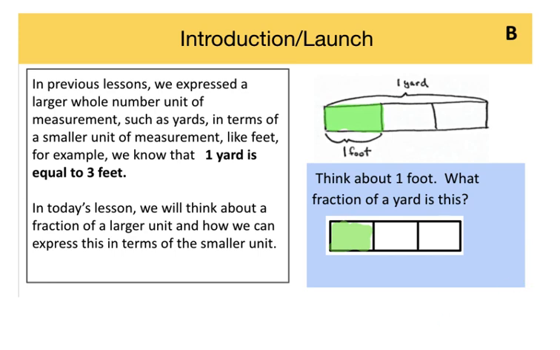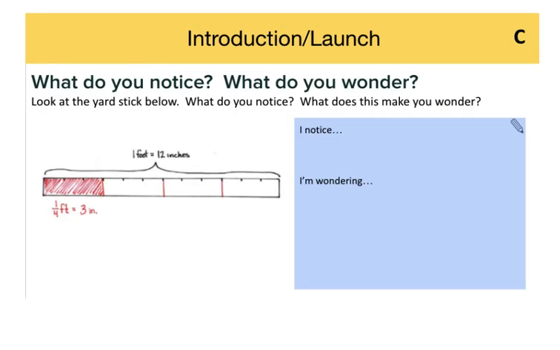We can think, since you need 3 feet to make a yard, 1 foot is 1/3 of a yard because you need all 3 to make that total. Well, 1 foot only represents 1 out of those 3 feet that you need. We're going to practice this a little bit more. Let's go ahead to the next slide here on slide C.